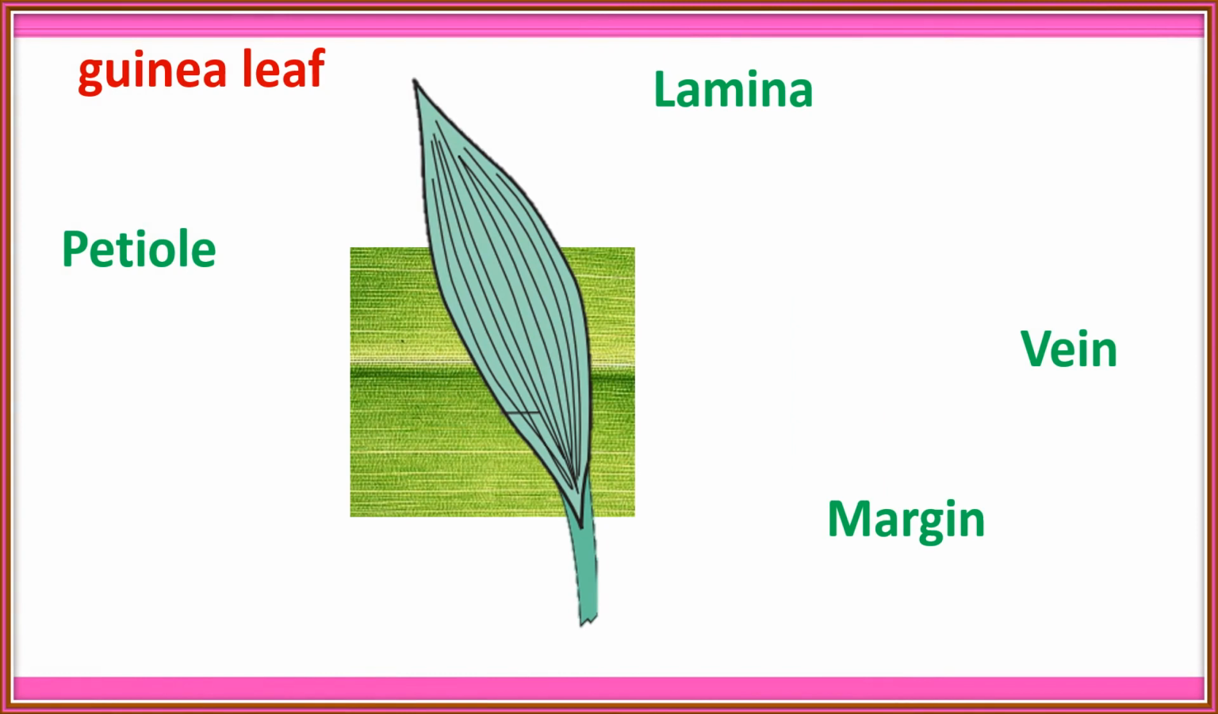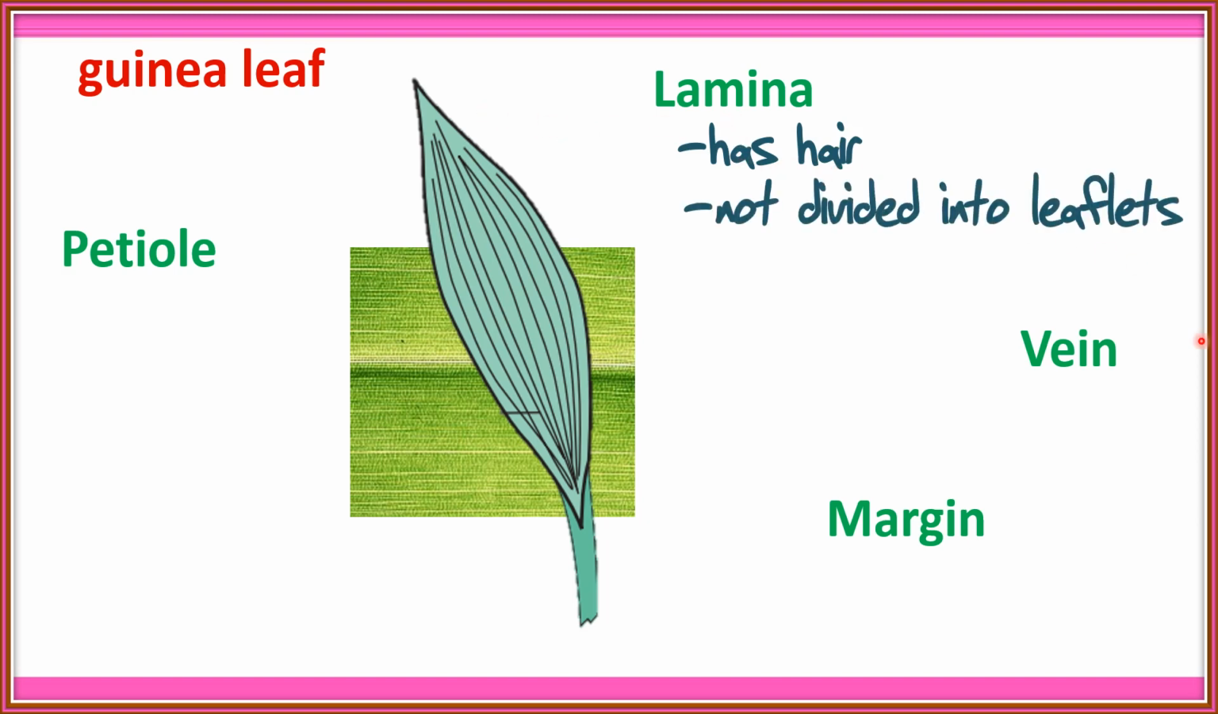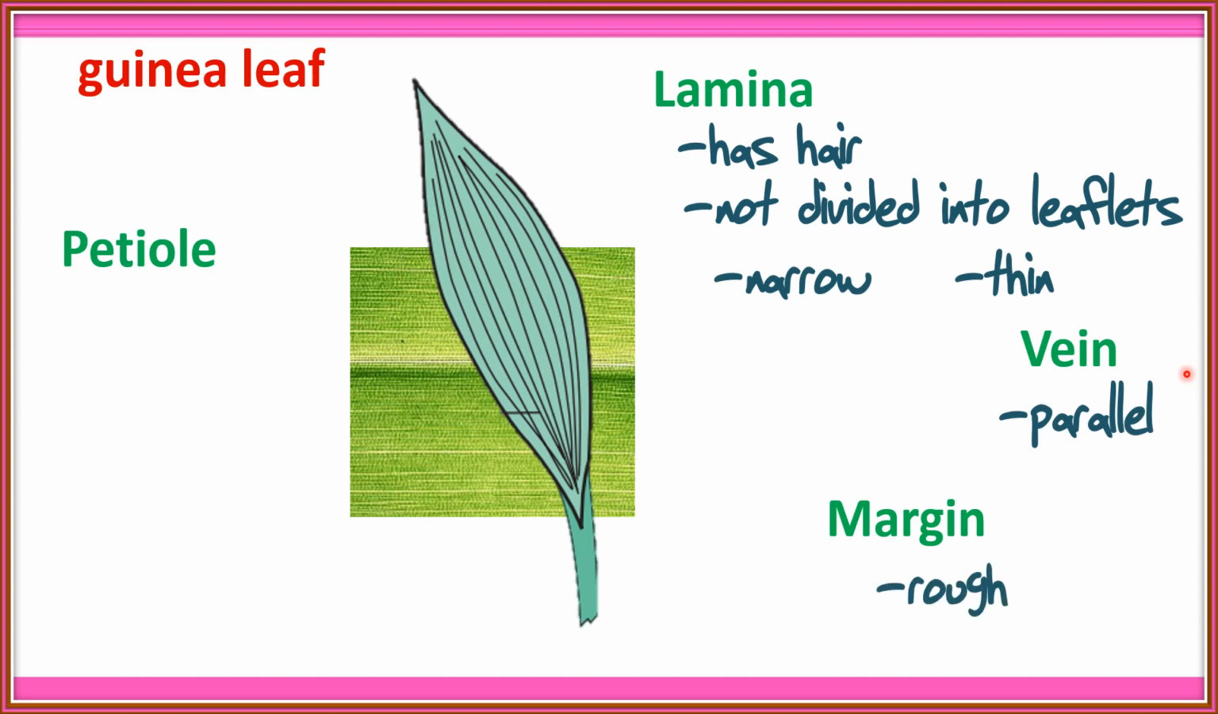Now let us look at how we can give these ones. For example, we have our guinea leaf here. A lamina, we can say, has hairs, that is the lamina, not divided into leaflets. It is narrow, it is thin. When it comes to the vein, we can say they are parallel. The margin is rough and entire.